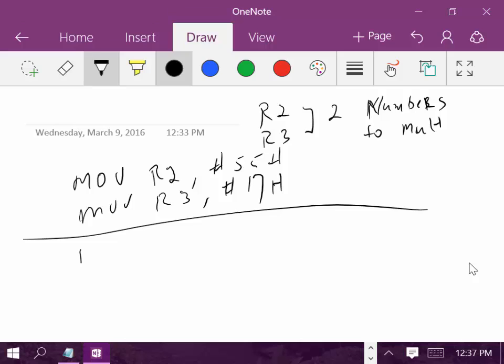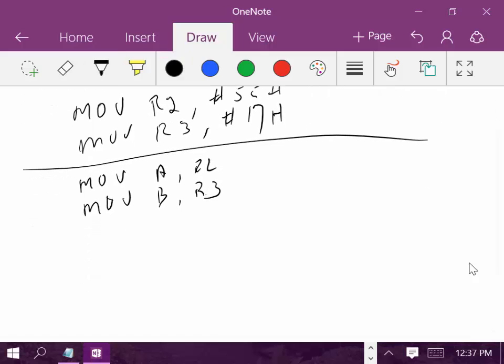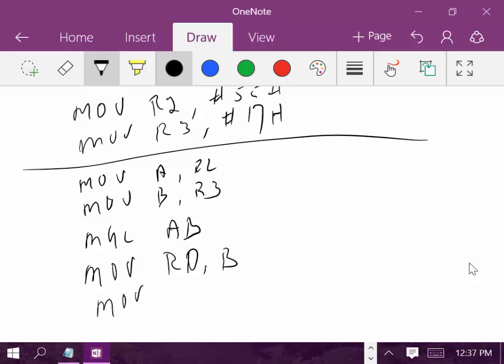Then all we do is move into A, R2, move into B, R3, and then multiply AB. We just multiply the two. Now we want to store B, move to register R1. Oh no, it's R0, since they want that to be the high order byte. So B, and move into R1, A. And you're done. That's the whole first part of the lab.